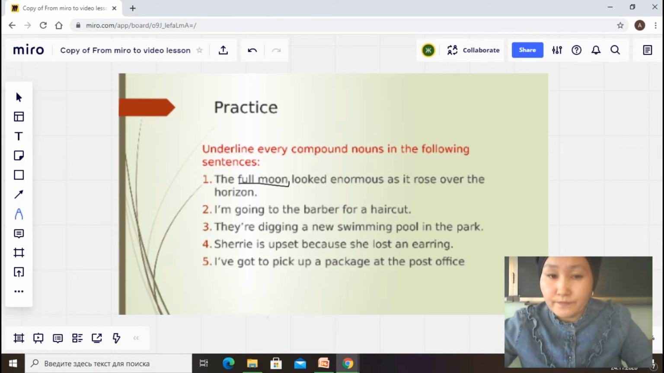Sentence number 2. I'm going to the barber for a haircut. 3. They are digging a new swimming pool in the park. 4. Sherry is upset because she lost an earring. And number 5. I've got to pick up a package at the post office.